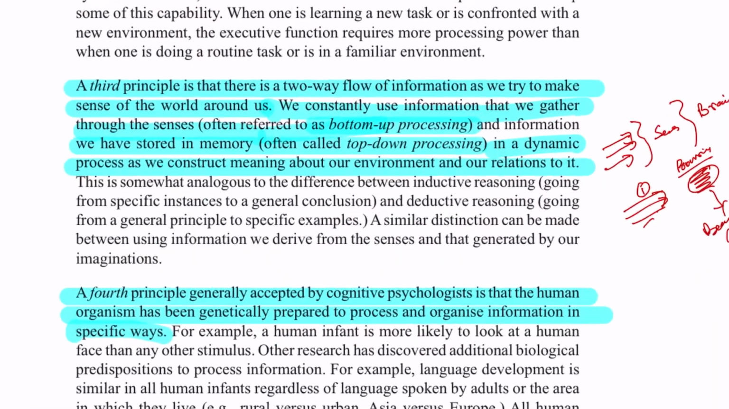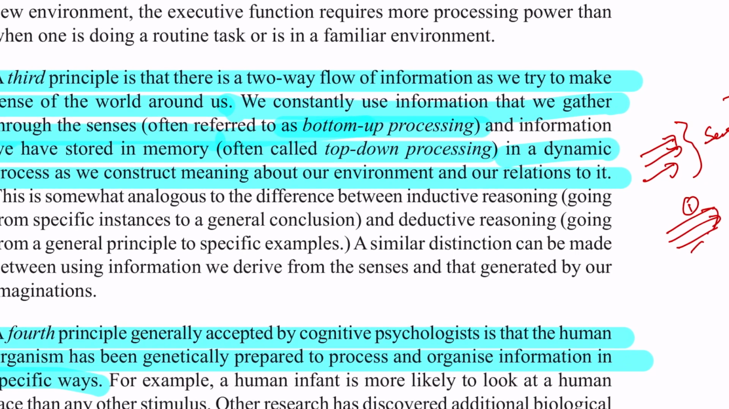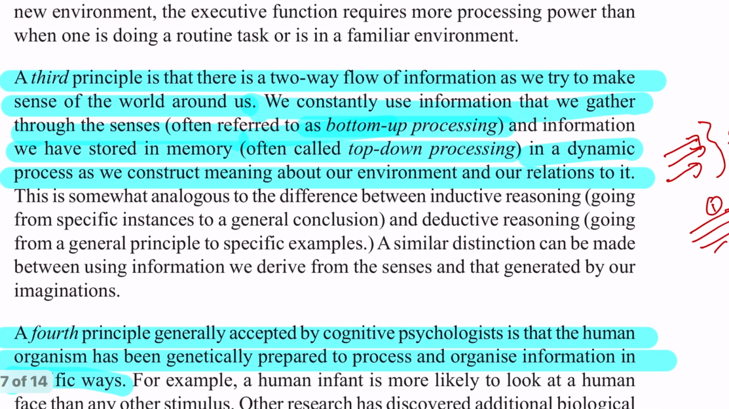Next line, if you see, we constantly use information that we gather through our senses, and that is the bottom-up process. You are getting information from outside, and we also use the information we have stored in memory, as we discussed, and we call it top-down processing. So understand these two terms, right? And so this is the third principle.